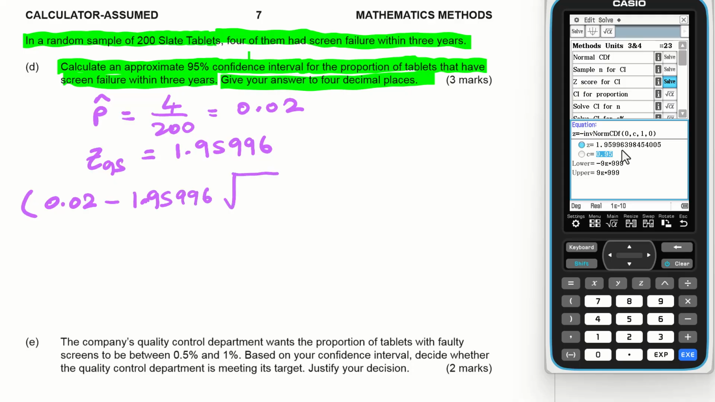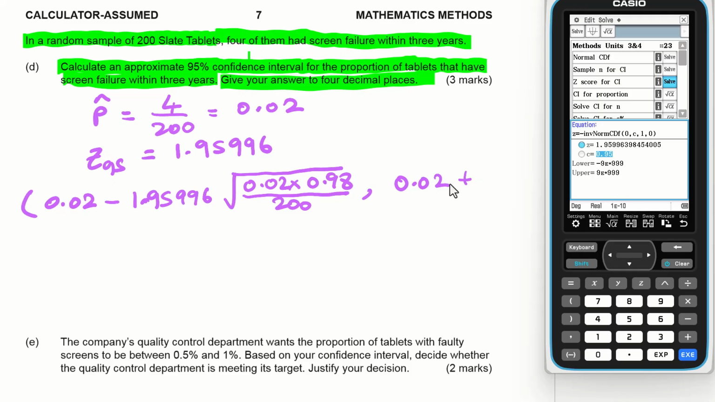And so what we would do is have our 0.02 take away 1.95996 times the square root of 0.02 times 0.98, which is just 1 take away 0.02, divided by the 200 for the sample, and then you have the 0.02 add that same thing.